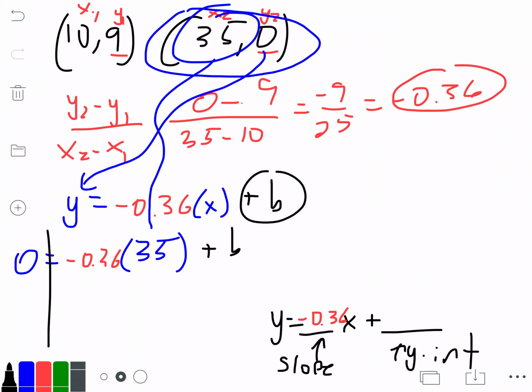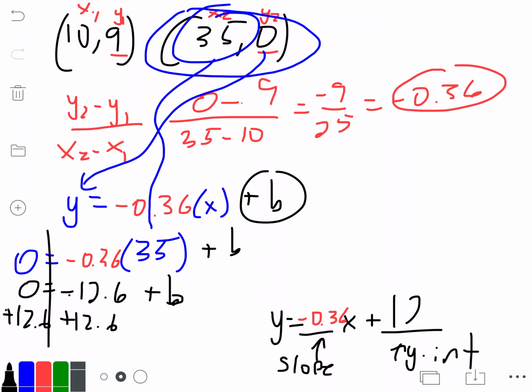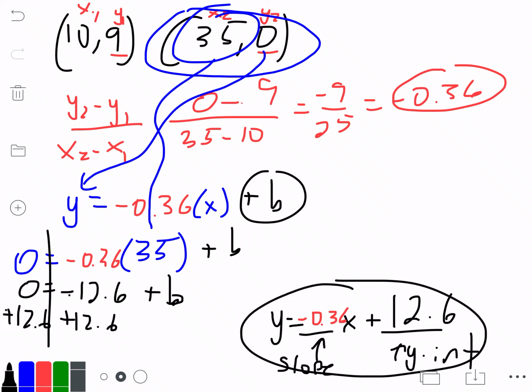Negative 0.36 times 35 is negative 12.6. Since we're solving for b, we want to isolate b, get it all by itself. So we're going to add 12.6. So your answer for b is 12.6. So your equation is y equals negative 0.36x plus 12.6.